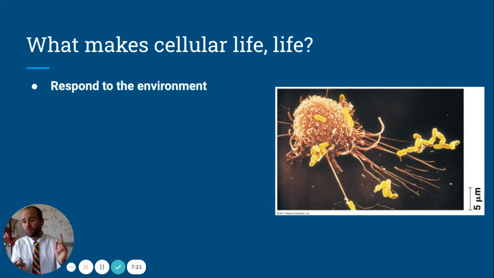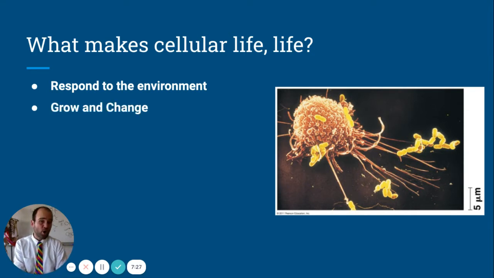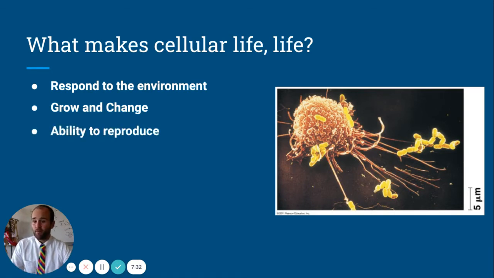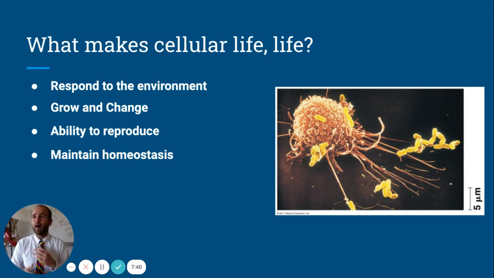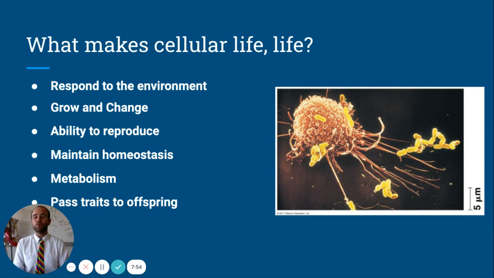Well, something needs to be able to respond to its environment, so respond to stimuli. It needs to be able to grow and change. It needs to be able to reproduce. It has to make more of itself. It needs to maintain homeostasis or balance, so it has to be able to regulate itself in order to stave off entropy. It needs to have some sort of metabolism, so processing of energy. And then it needs to have some sort of hereditary way to pass along its traits to offspring, and so that's going to be part of that reproducing.